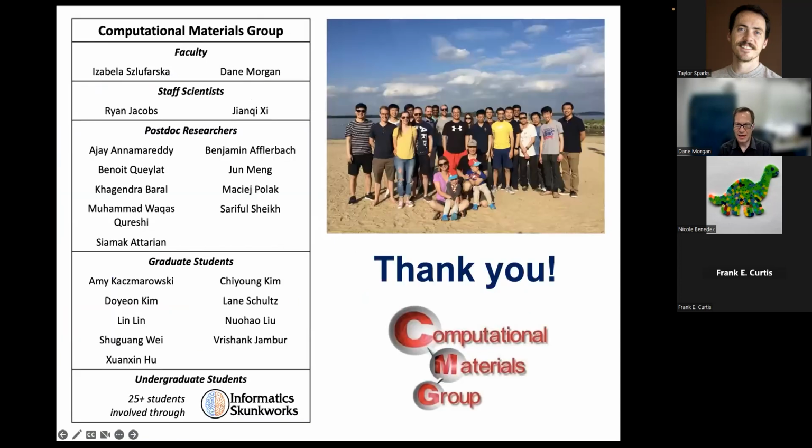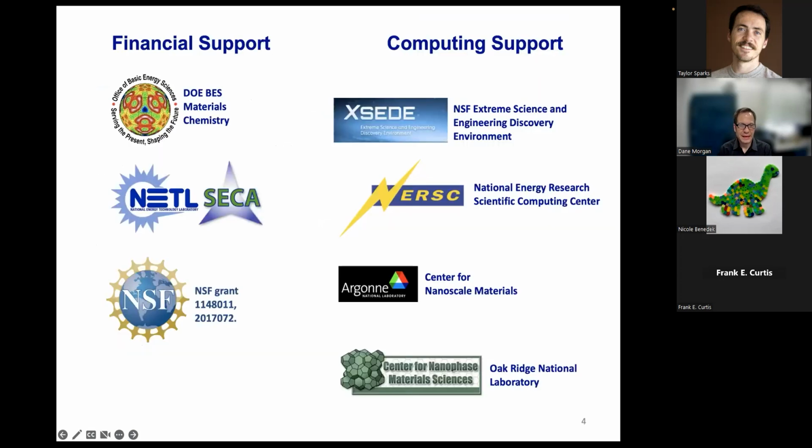And I want to acknowledge our research group and everything they do to just keep everything functioning. And of course, funding from a number of different sources over the years for different aspects of this work, both financial and computing, which is essential.